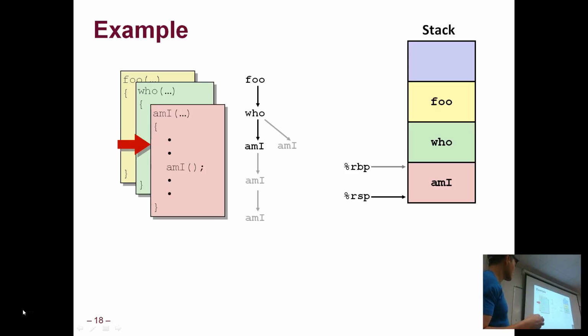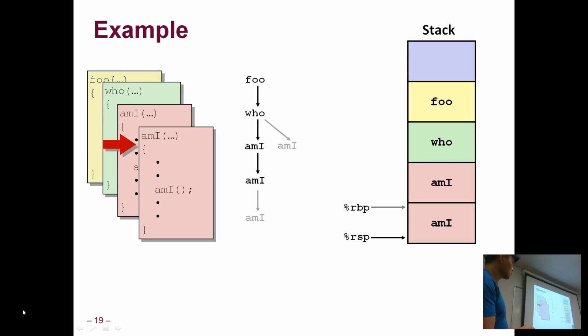Who calls ami, pushes the ami frame. Ami calls itself, and because it's calling itself, you still need to create a new frame for it. So this is how recursion works. It calls itself, but because this is a separate instance of the function call with different state, you have to create a separate frame for it.